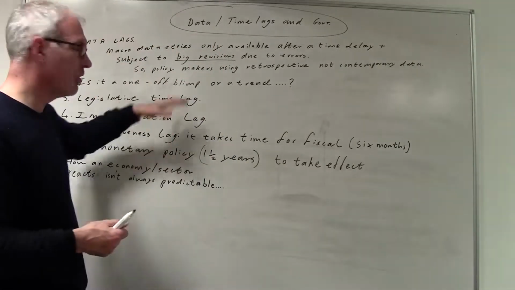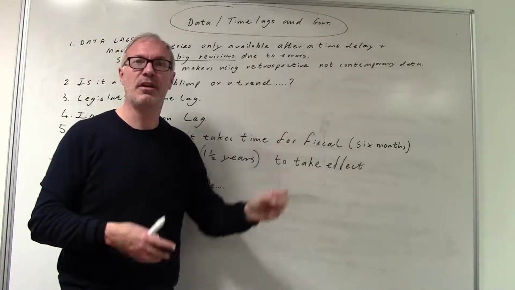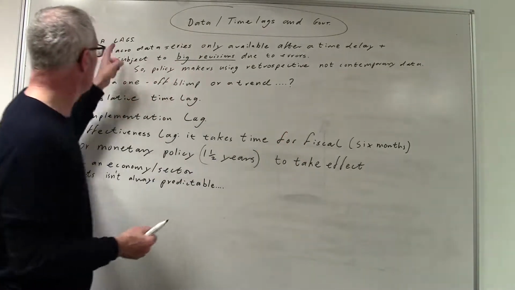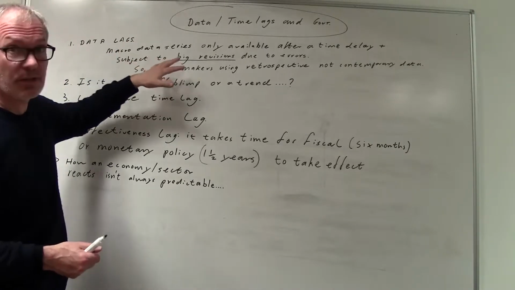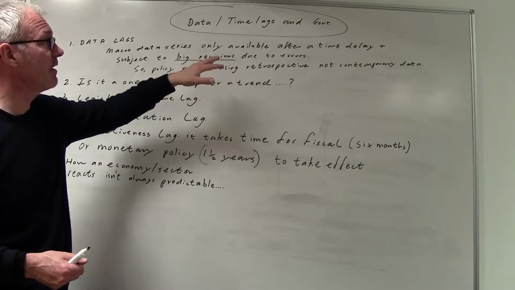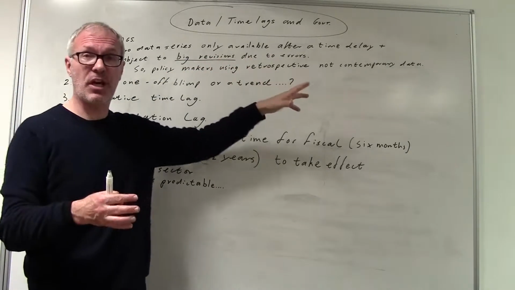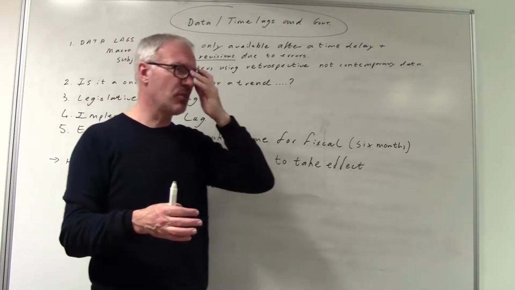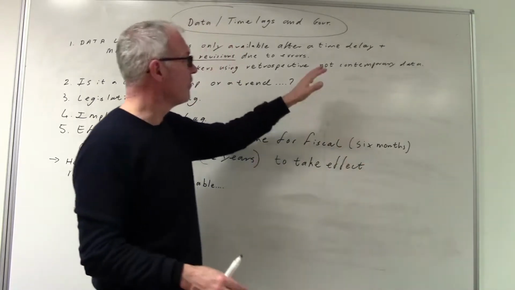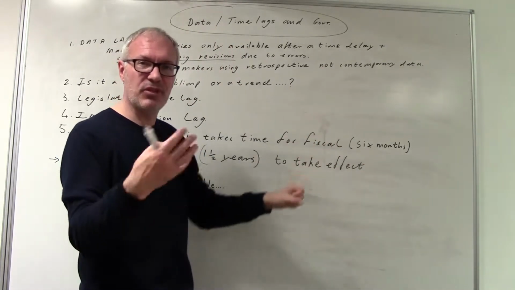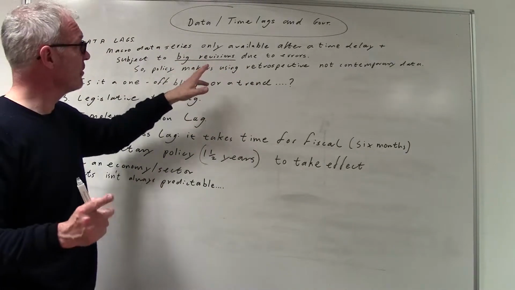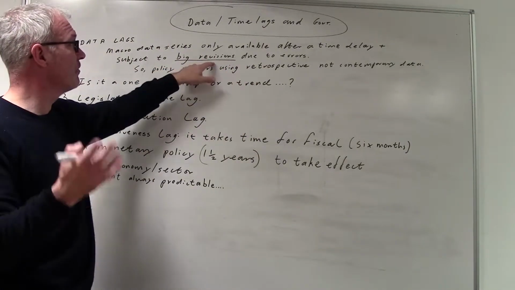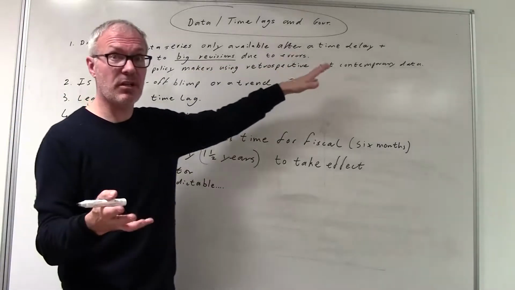First of all, there are a whole series of time lags that occur in macroeconomics. First of all, we have data lags. So macroeconomic data series are often only available after a time delay. So as a government, you're always looking back by several months before the data is actually available. And also, the other key problem is they're subject to big revisions due to errors and omissions.